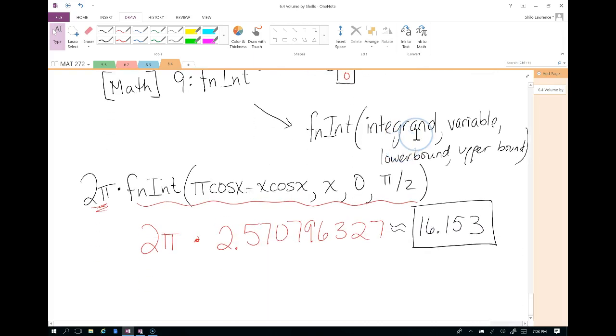So this one we got 16.153. If you didn't get that and you're not quite sure what you're doing wrong, just let me know, and I can help troubleshoot, or possibly even make another video focusing more on the calculator and how to do this in the calculator.